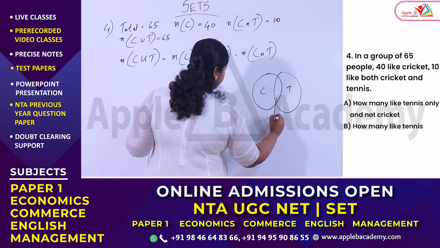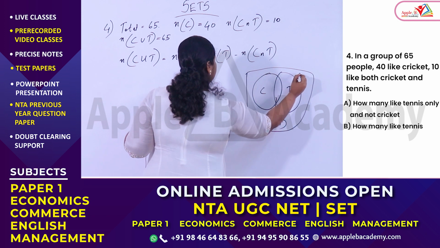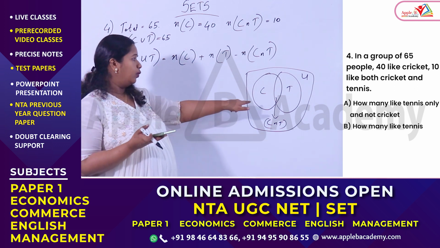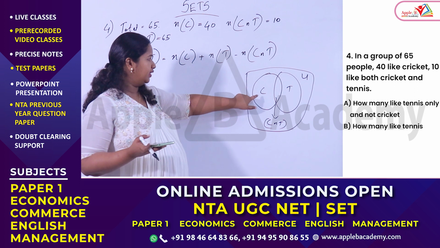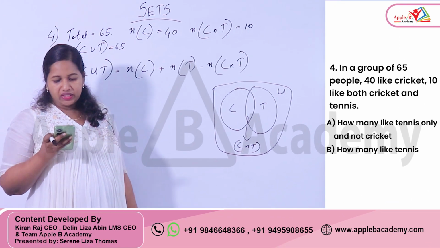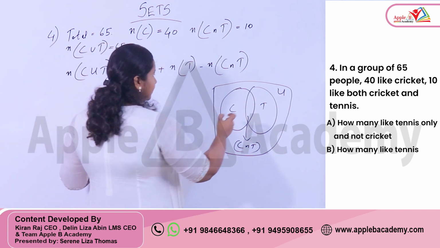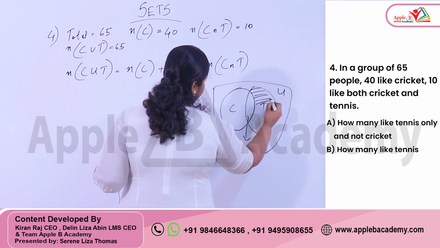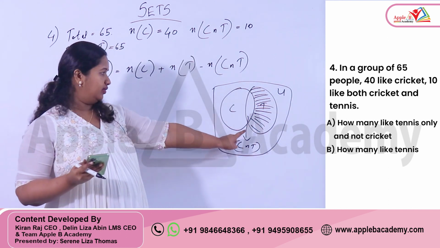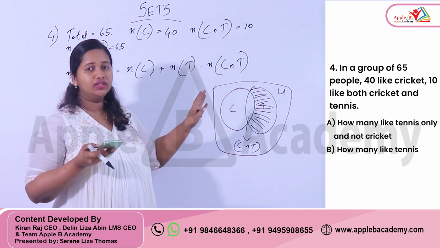C, T, C intersection T. Okay. So we have this set for C, that is cricket, then tennis, then the common area, that is C intersection T. Now we need to find how many like tennis only and not cricket. How many like tennis only and not cricket? Okay. So that is this shaded region. So we cannot take this common area because it's mentioned not cricket.